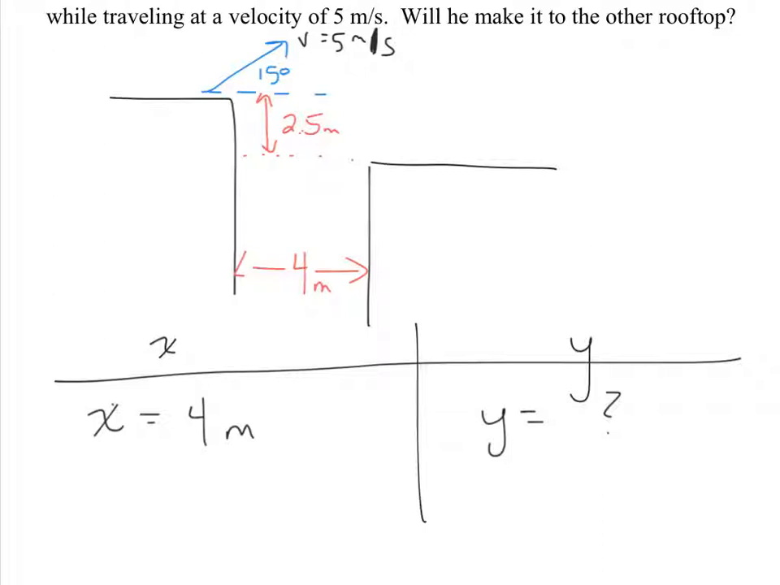So our goal is to figure out what the y value is. If the y value is something like -1 or -2 or -0.5, then yes, he only jumps and falls a little bit and he makes it. But if you get a y value of -5, then he clearly doesn't make it.